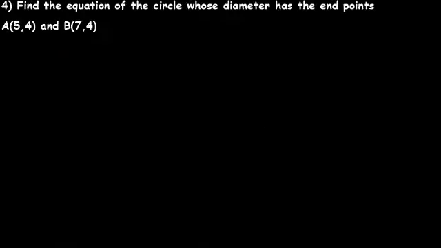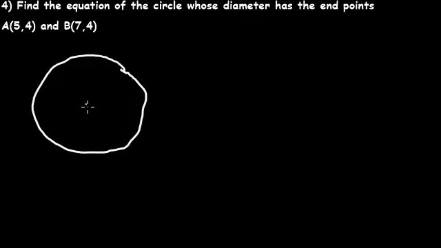Find the equation of a circle whose diameter has the endpoints A, which is (5, 4), and B, which is (7, 4). To understand this properly, let's consider a visual illustration. If this is the circle, and this is the center of the circle, a diameter cuts the circle into two equal halves. In other words, it is a straight line drawn from one edge of the circle through the center of the circle to the other edge of the circle.